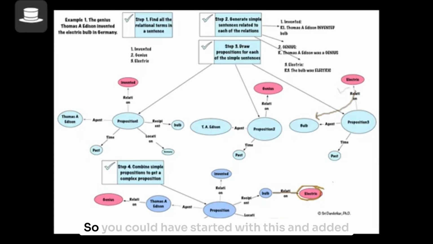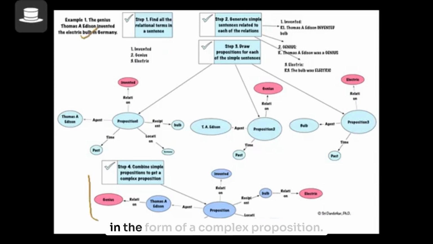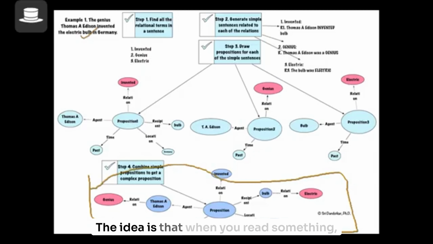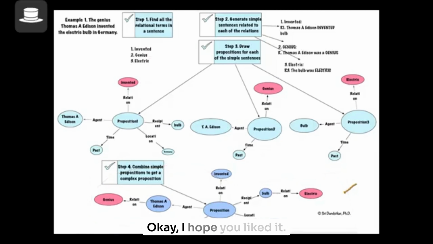You see that? So you could have started with this and added stuff, but I just wanted to give you a general idea of the individual steps first before giving you this particular thing. So these are the four steps. Now you have represented this particular sentence in the form of a complex proposition. And the idea is that when you read something, you extract propositions and represent the meaning conveyed in individual propositions in the form of a complex network of propositions. Okay, I hope you liked it.